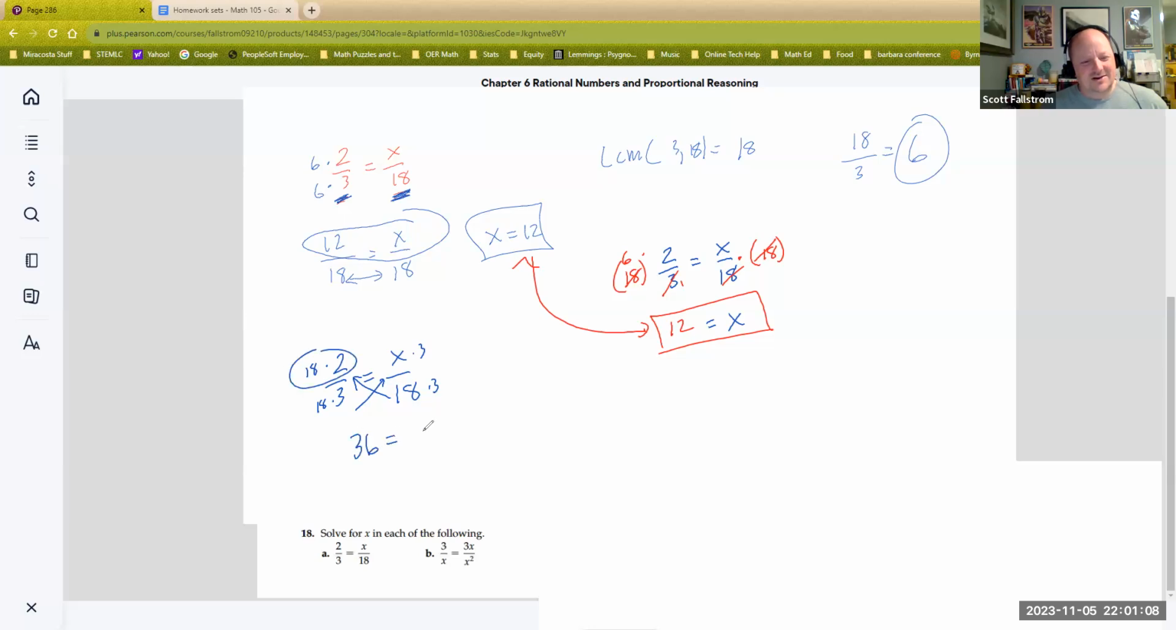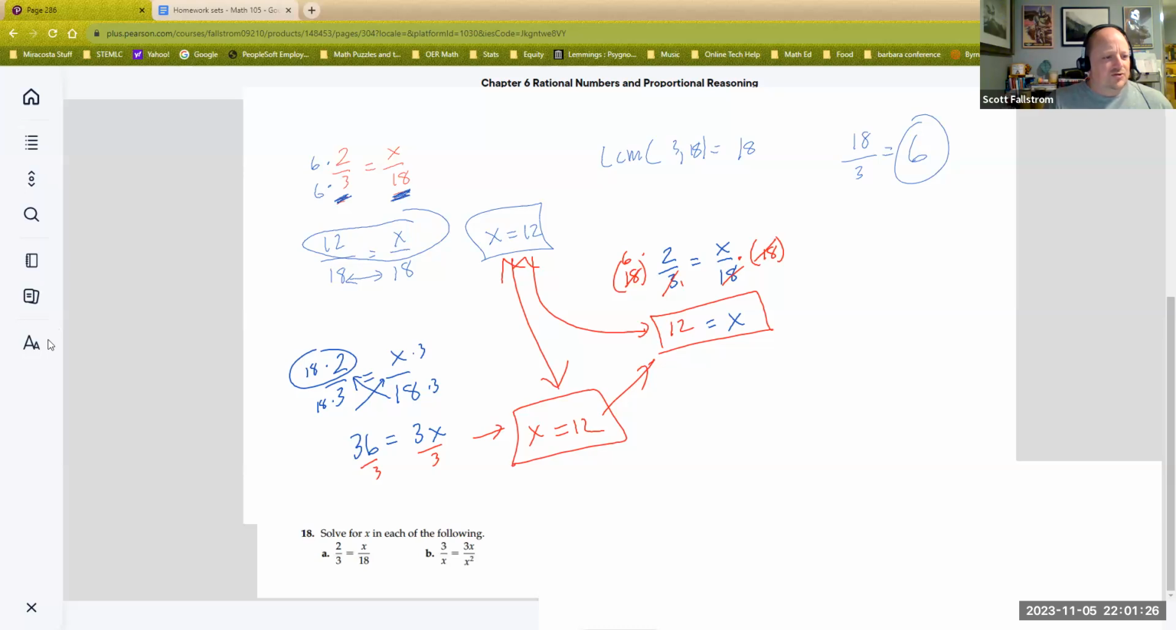Take your 36 here, and it equals 3 times x, and then simply divide both sides by 3. And guess what? You have x is equal to 12. Not surprising. Doesn't matter which way you do it. Those are just a couple of the techniques you could use.